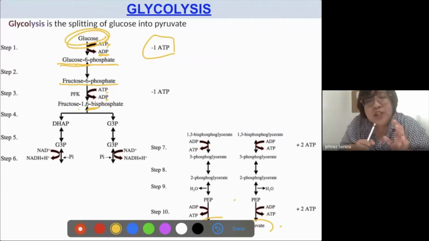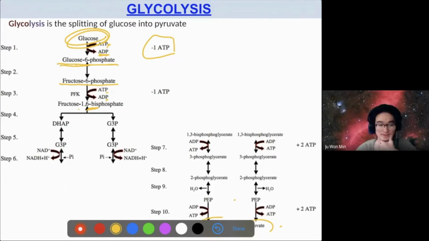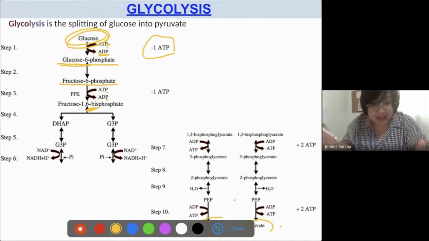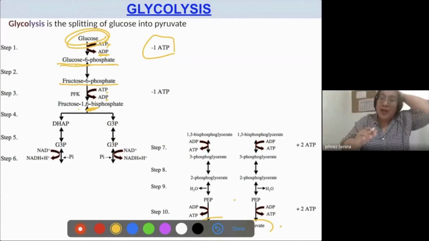Now, quick question from your reading. What is the consequence of phosphorylating a molecule? I think this was in your reading. It lowers the activation energy. It makes it more reactive. The reason is once there's 2 phosphates there, it's easier for it to split because there's a lower activation energy. Very good. That's why we're phosphorylating our glucose.